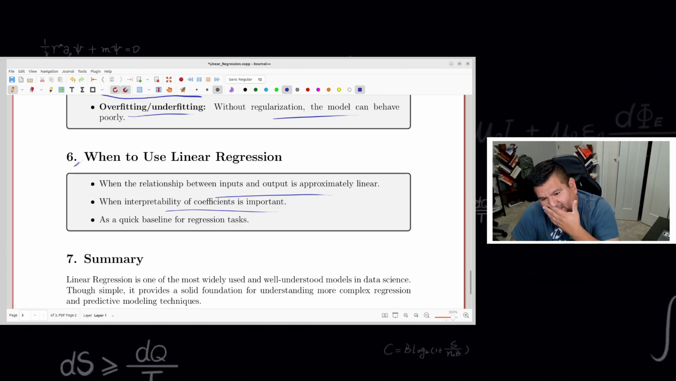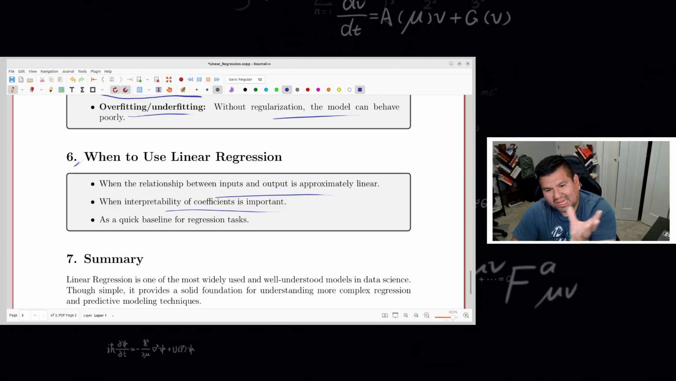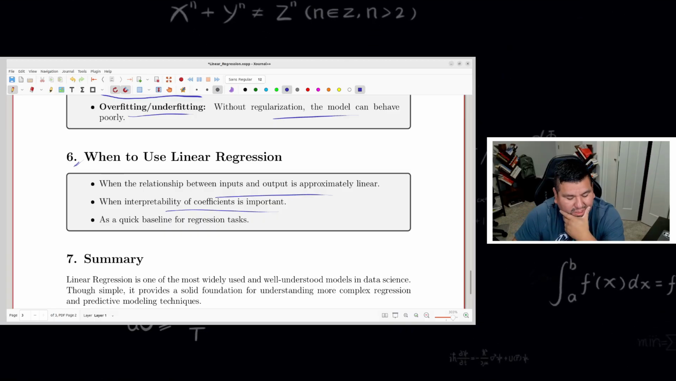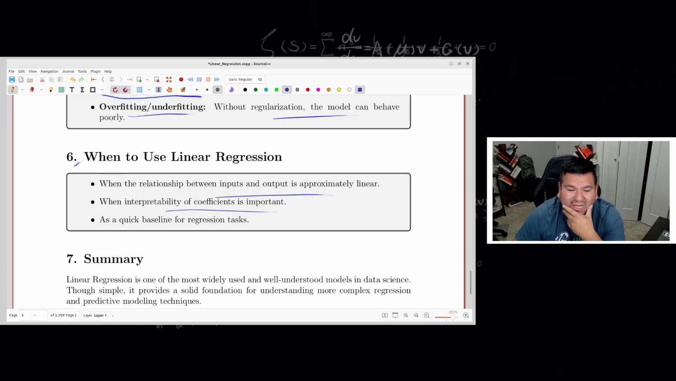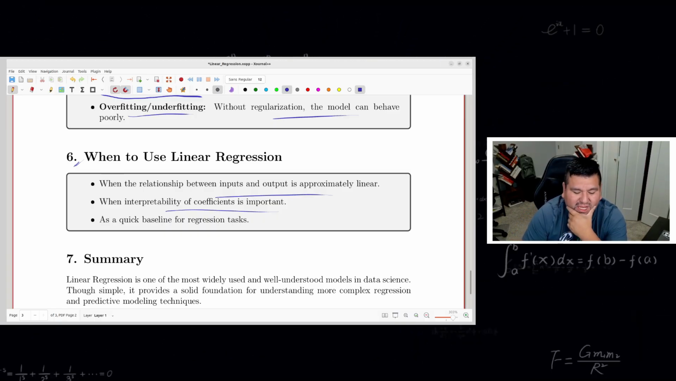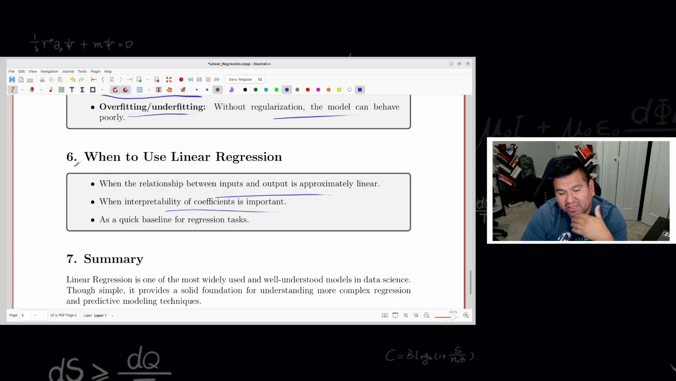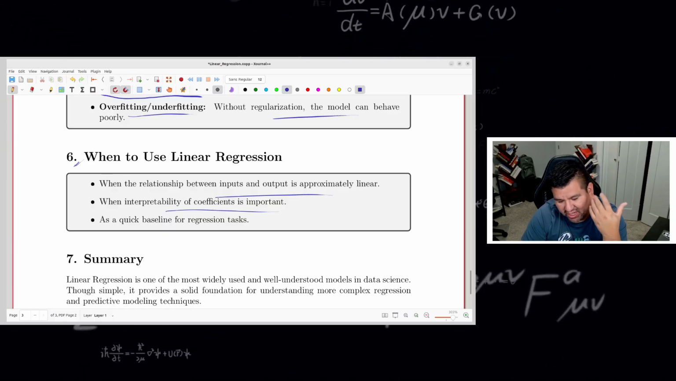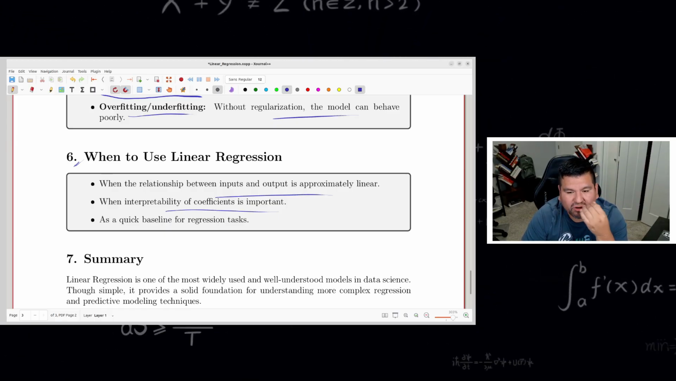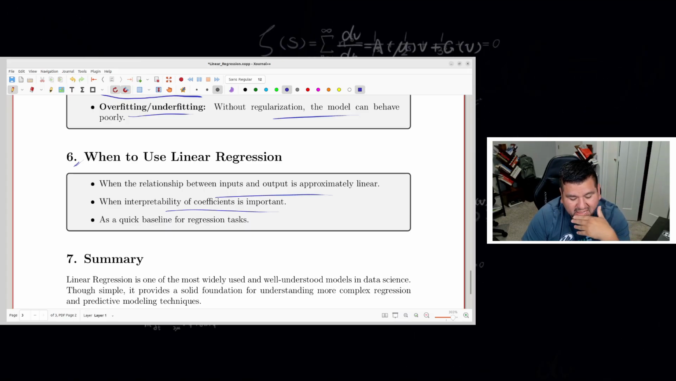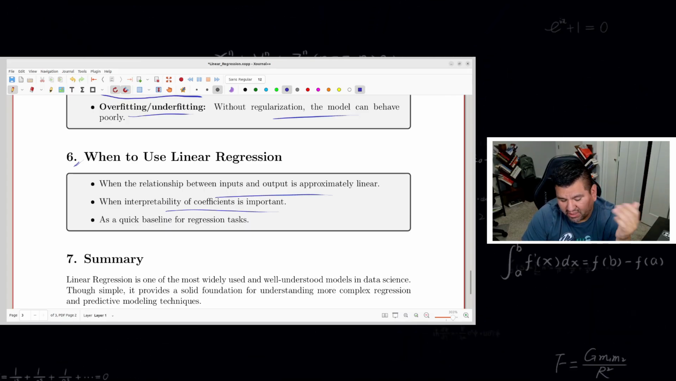On the other hand, if you only care about prediction power, then probably linear regression is not going to be the ideal model for that data set. In that case, you may rely on more complex algorithms that will probably outperform linear regression. Okay.